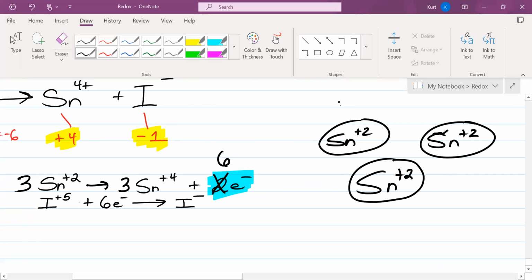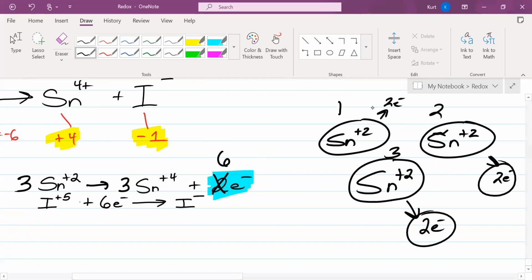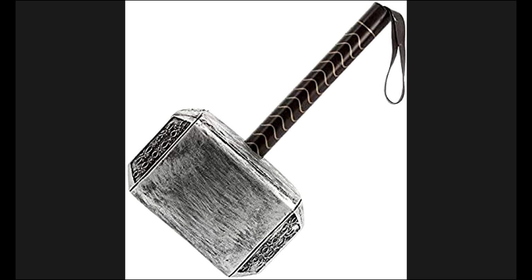There's 3. 1, 2, 3. This one is going to lose 2 electrons, gone. This one's going to lose 2 electrons, gone. And this one's going to lose 2 electrons, gone. 2 plus 2 plus 2 is 6. Okay, and that is it. That's the last part.